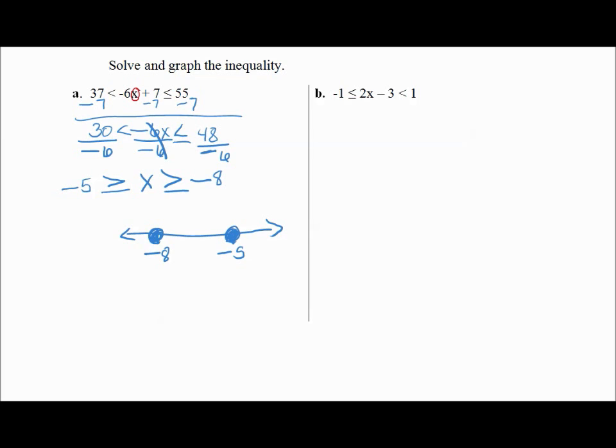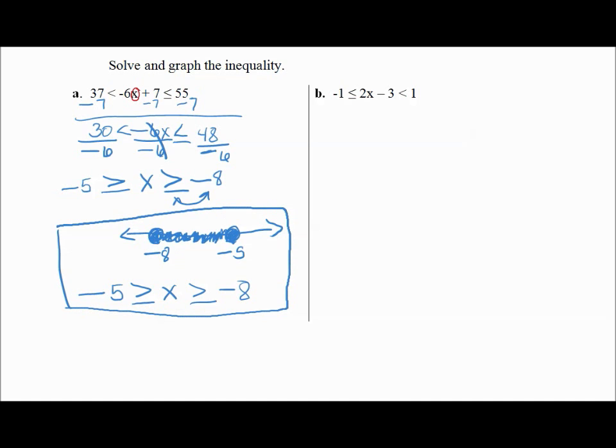We needed x's that were less than or equal to negative 5, which are to the left. And we needed x's that are greater than or equal to negative 8. So that's what we would have here. So that's my graph. My interval notation would be this. So this entire thing is what my solution would look like.